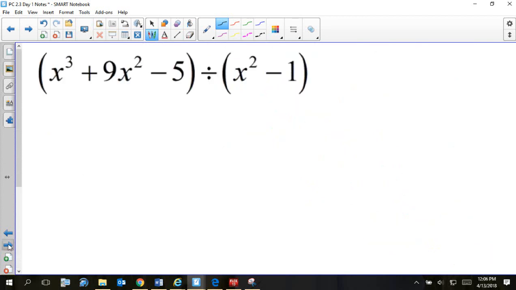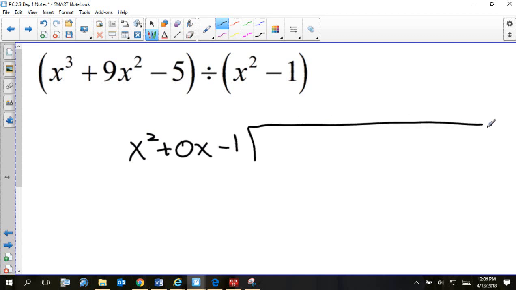So anytime you're missing exponents, going from whatever the highest exponent is all the way down to the constant, you have to fill them in. So here when I set this up, and I have an x squared, it goes to minus 1, I'm going to put a 0x there as well outside of it. And then inside we'll have x to the third plus 9x squared plus 0x minus 5.